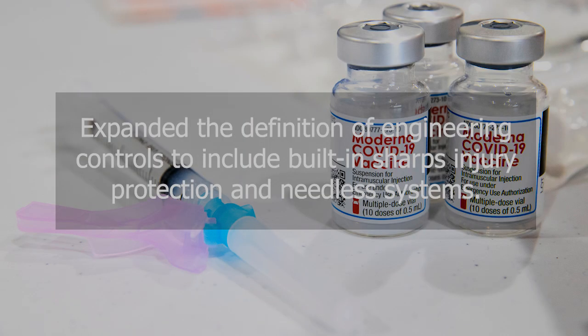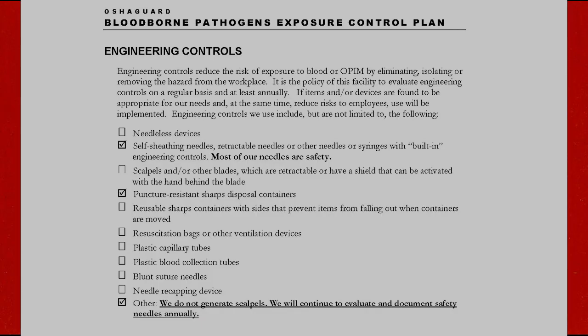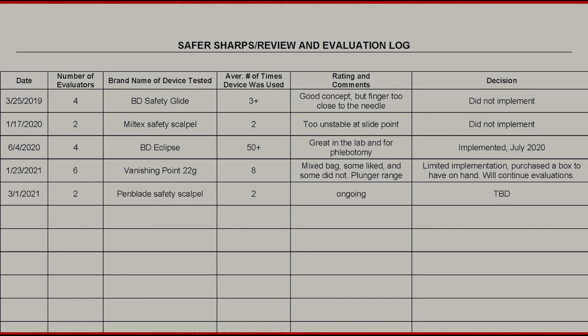In addition to the original standard, the revised standard expanded the definition of engineering controls to include devices with engineered sharps injury protection and needleless systems. It also requires you to solicit input from non-managerial and frontline workers for the identification, evaluation, and selection of these devices and other engineering controls. Review and update your exposure control plans to reflect changes in technology that eliminate or reduce such exposure, and document their consideration and implementation if they're deemed appropriate.